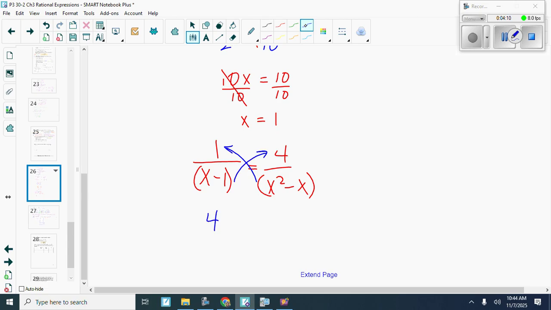They went and did 4 times x minus 1. Actually, let me put this one on the side first. They did this, x squared minus x, and they did that all times 1. And then they did this one, 4 times x minus 1. If you're following along in your notes, this is what you can see in their step 1.